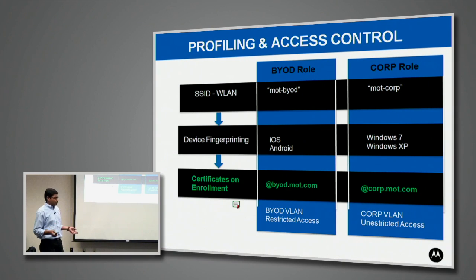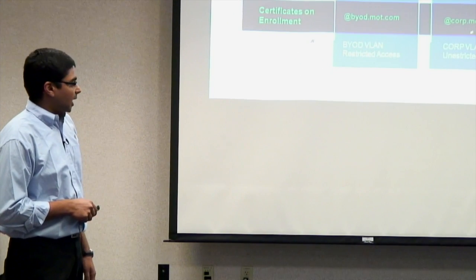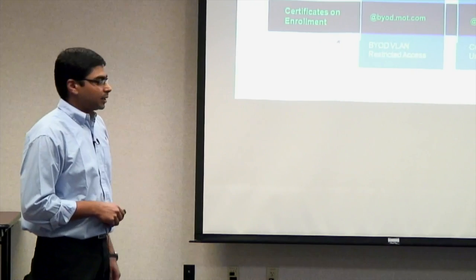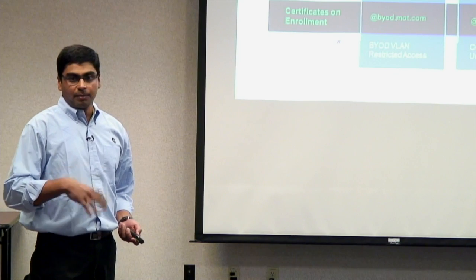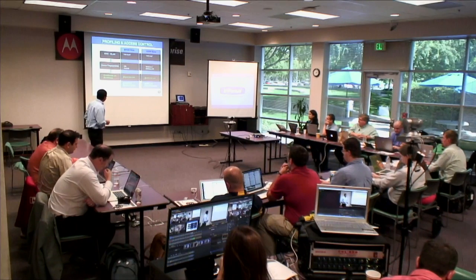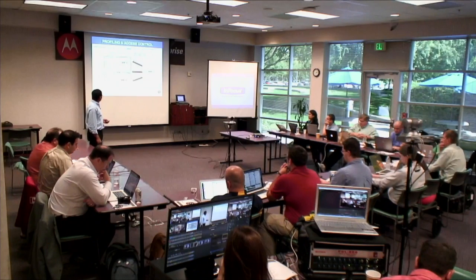So the profiling mechanism that we are proposing is based on certificates. As part of the enrollment process, we set the devices up in such a way that they're ready for getting profiled at a later stage. If you're a corp device, you'll end up with a certificate which says corp.more.com. If you're a BYOD device, you'll end up with this certificate. Then our WiNG 5 access points and controllers will, based on the certificate realm, put them on different roles or different VLANs.